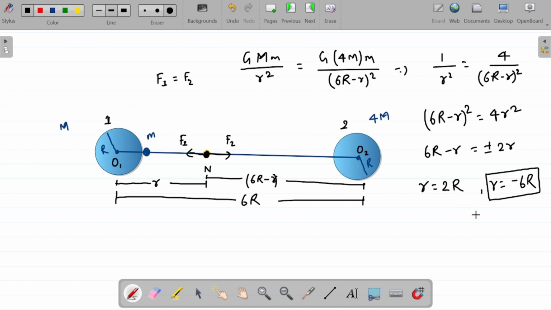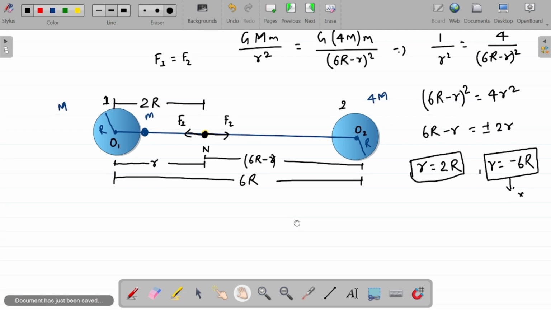It may be a glitch in the matrix, but okay. So we are dropping this, and this is what we are going to accept, as we have distance here and this should be positive. So from here to here, this distance is 2r. So now we have obtained the neutral point from the center of the first sphere.